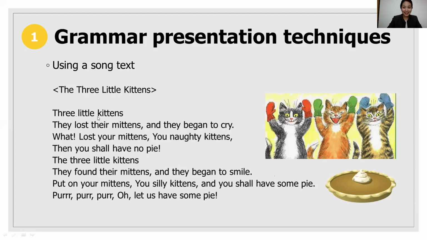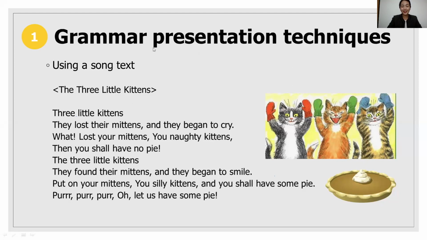Three little kittens, they lost their mitten and they began to cry. What, lost your mitten, you naughty kitten? Then you shall have no pie. They found their mitten and they began to smile. Put on your mittens, you silly kittens. You shall have some pie. Oh, let us have some pie.